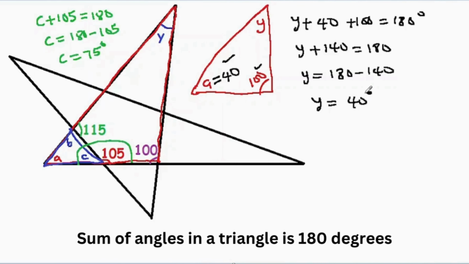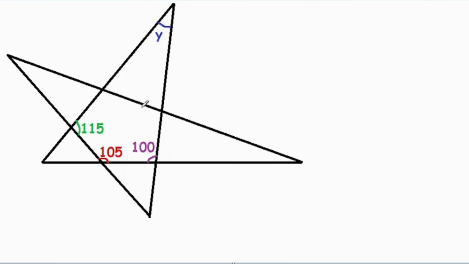Now let's consider the second method. What we are going to do in this method is trace out a shape that contains the four angles, the three known angles given and the unknown angle that we're looking for. Now let's trace it out. Just follow my red ink.